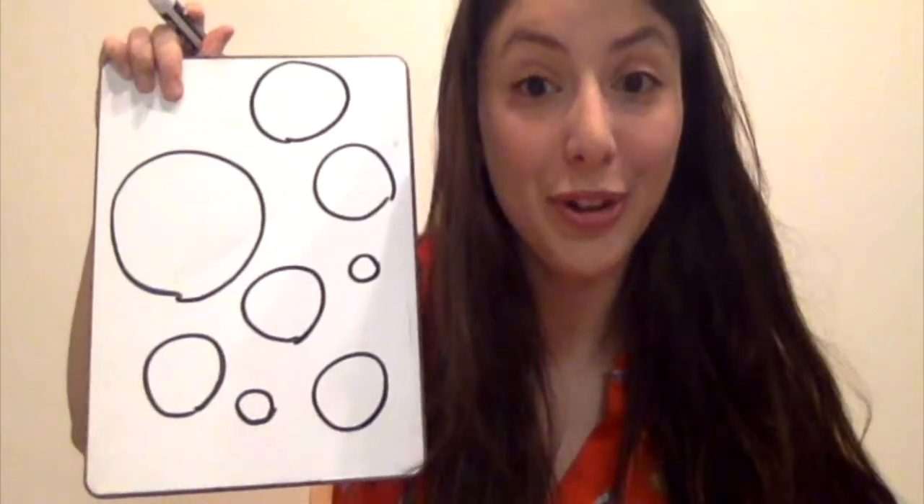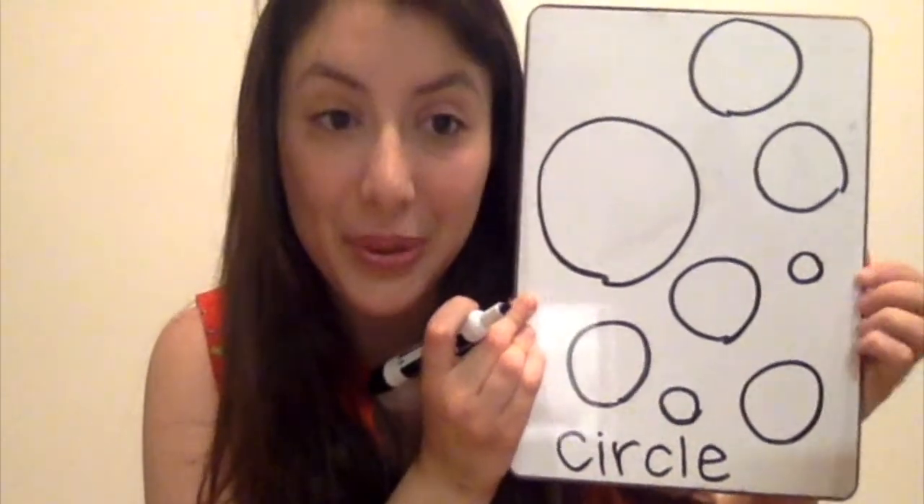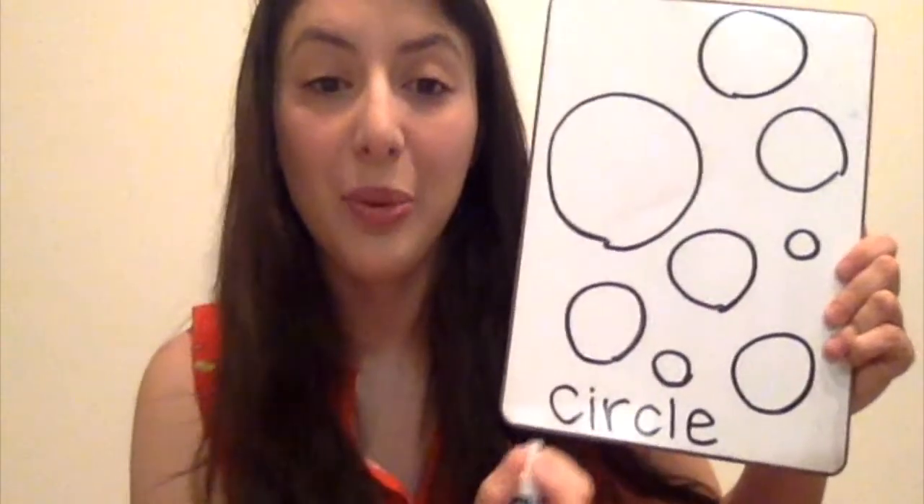They're circles. I'm going to go ahead and write the word circle at the bottom of my whiteboard. And what I want from you is for you to write the word circle on a paper and draw some circles. If you need to pause the video while you do that, and then start it back up when you're ready for the next shape, go ahead.